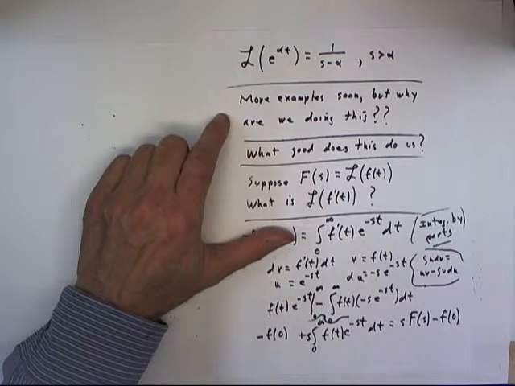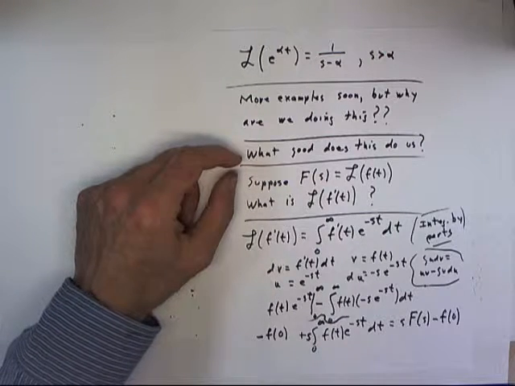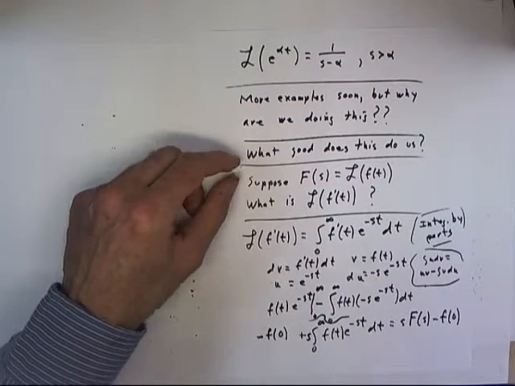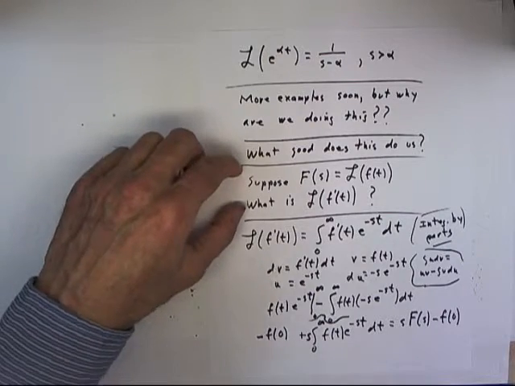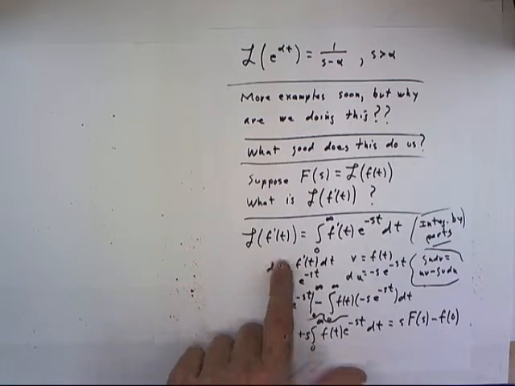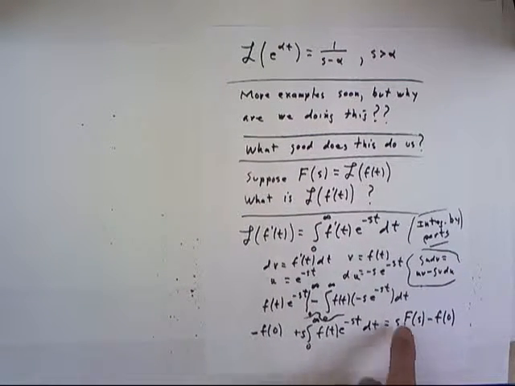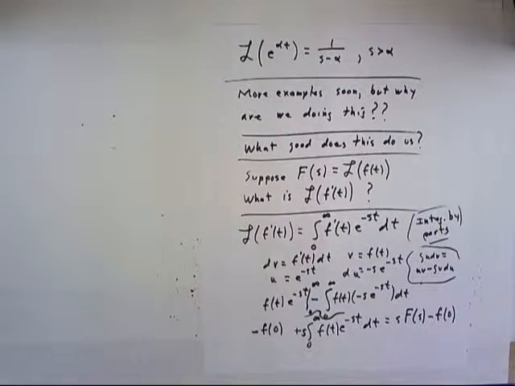Okay, we've asked the question, why are we doing this? What good does this do us? What applications does it have to differential equations? And we've now determined that if we know the Laplace transform of a function f of t, we have a way of writing the Laplace transform for f prime of t. And this is going to allow us right now to go ahead and transform a simple differential equation to get the flavor of the process before we develop a lot more detail.